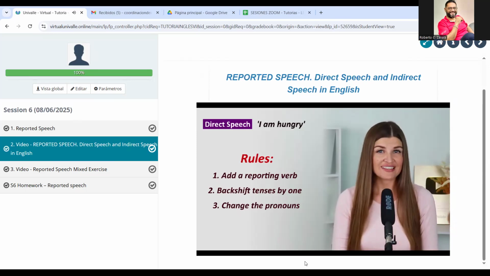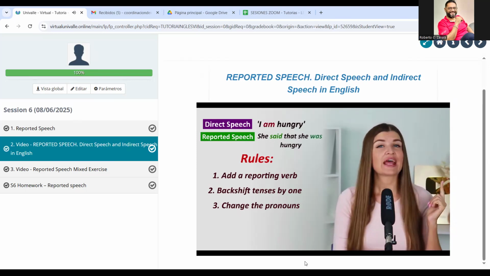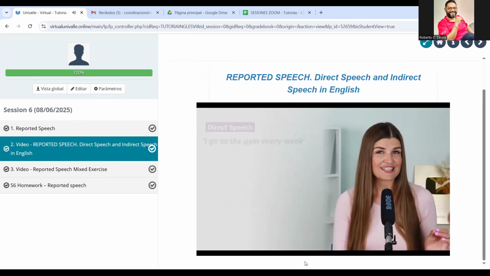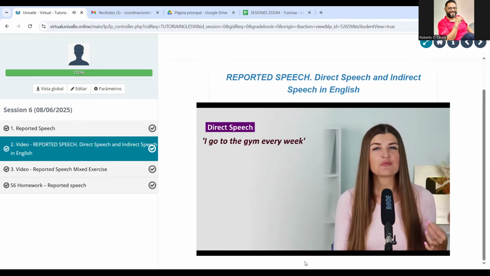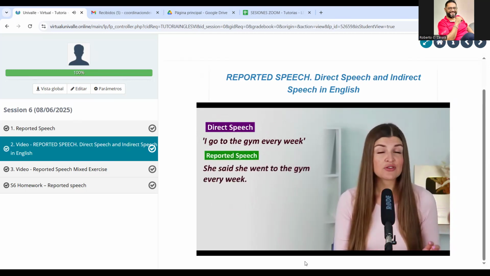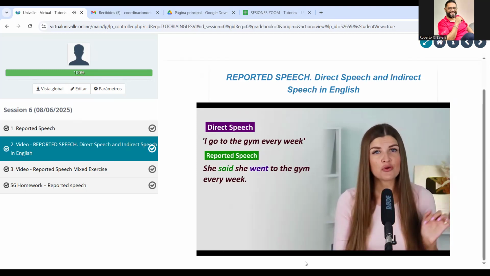If we want to change this sentence into reported speech: she said that she was hungry. We've added the reported verb, she said. We've backshifted our tense, am, was, and we've changed the pronoun. I became she. Another example: I go to the gym every week. In reported speech, it might become she said she went to the gym every week. We added the reporting verb she said. We've changed our tense, go, went, and we've changed the pronoun.